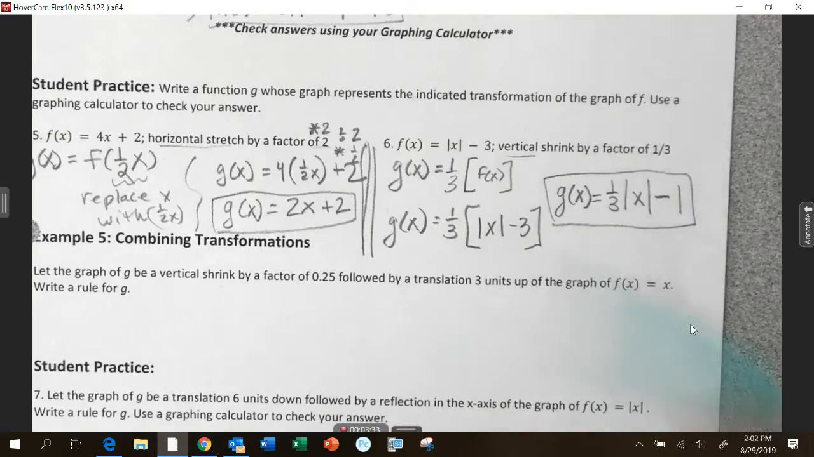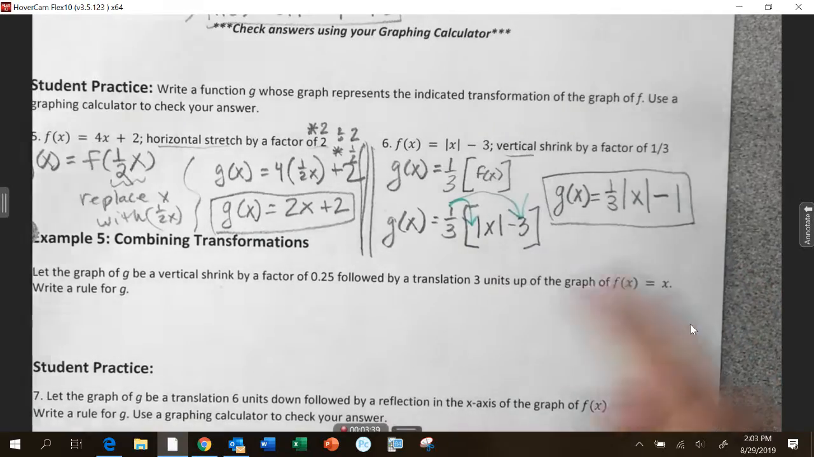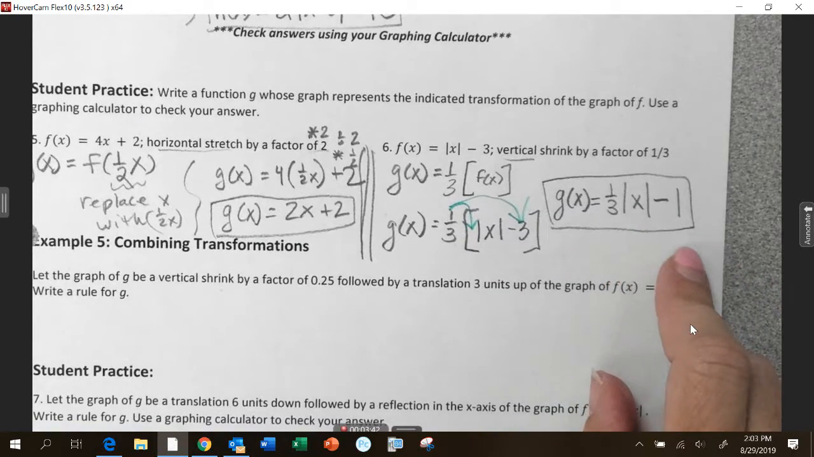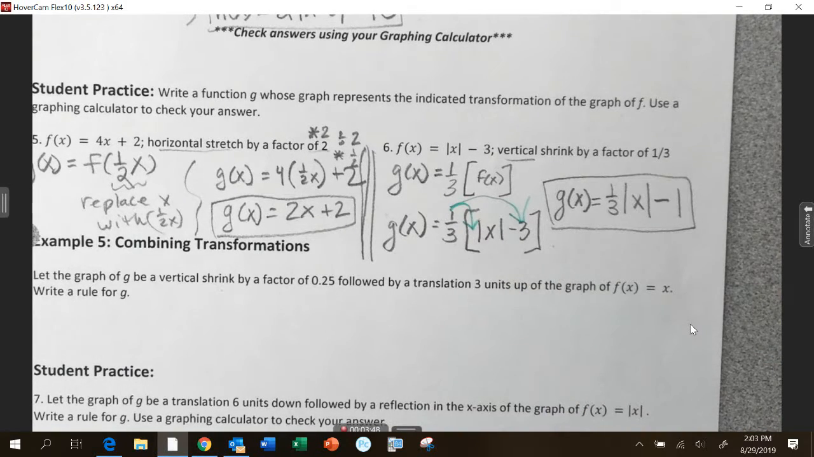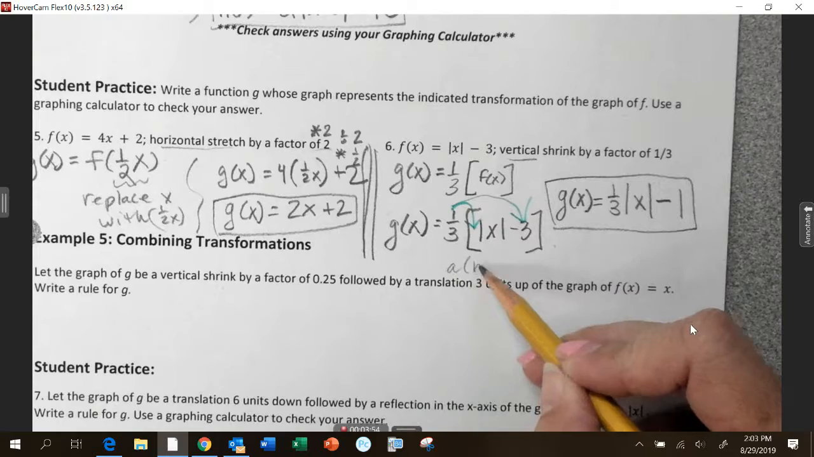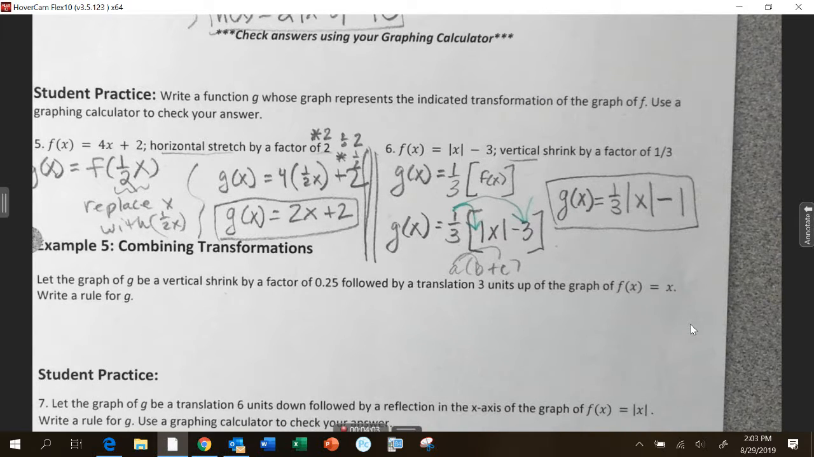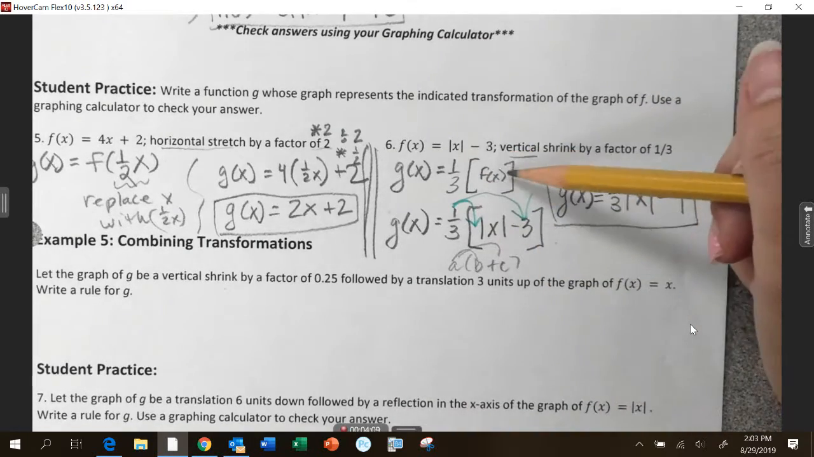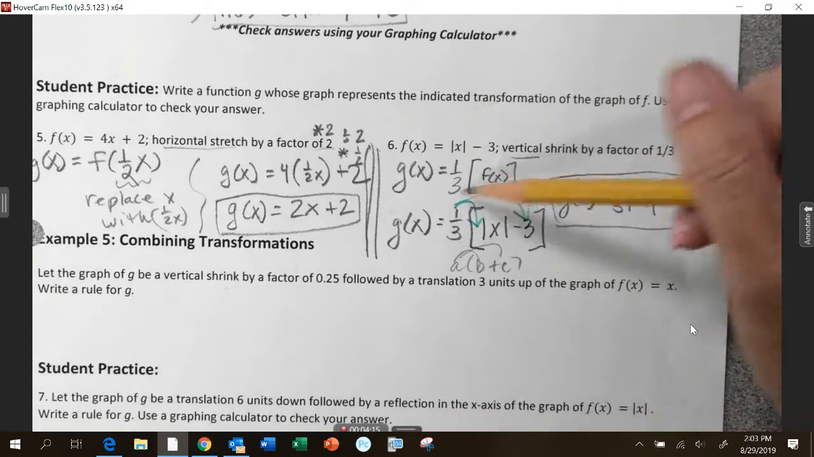So you should distribute the 1/3 to the absolute value in front and distribute the 1/3 to the minus 3 to get 1/3 absolute value of x minus 1. Why do you need the brackets? So that you know to distribute to both. This is the distributive property. Why do you have to distribute? Can't you just do 1/3 x? Why I have to distribute is this is 1/3 of the entire function, not just 1/3 of part of the function. So everything has to get the 1/3.